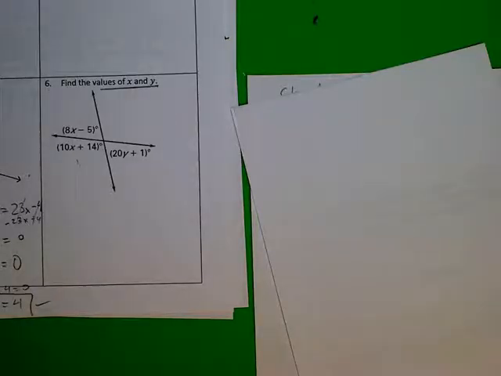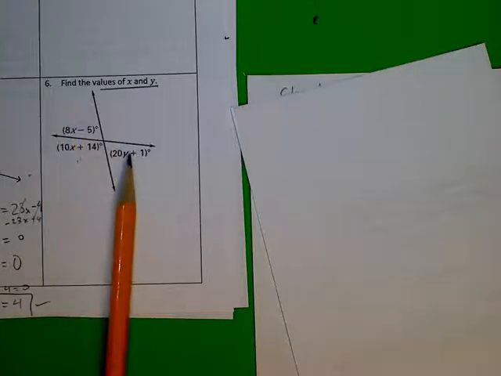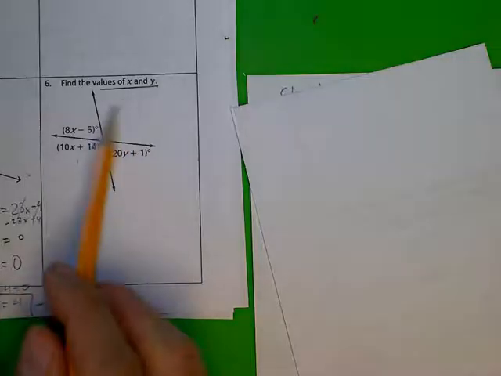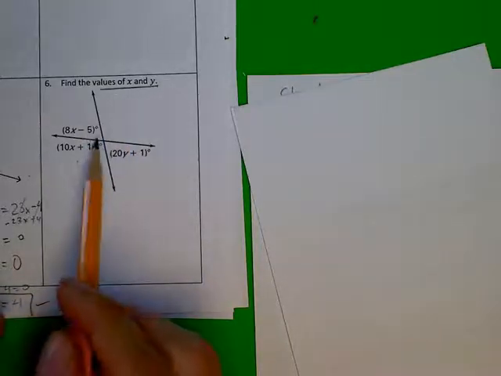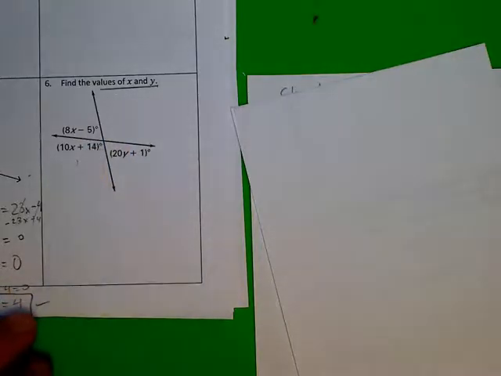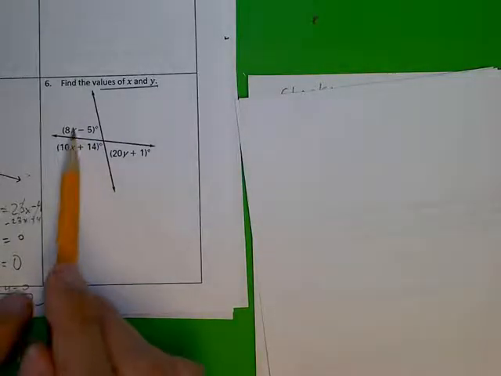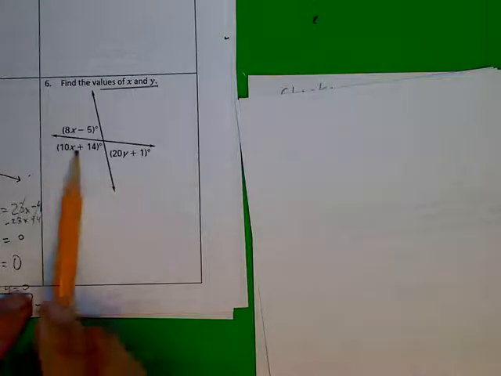Let's try number 6. On number 6, you might notice that we have two different variables, an x and a y. And so to solve that, we're going to have to set up more than one equation. Now, what we can do here is try and set up our first equation so that it only involves a single variable. And what we might do is take the two angle measurements that have x's in them specifically, and try to set up an equation using those and solve that for x.